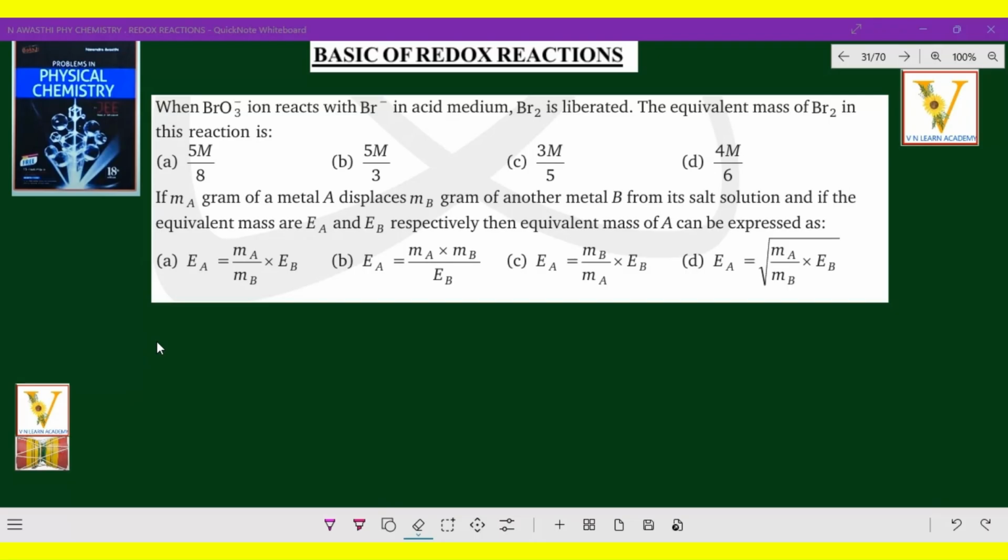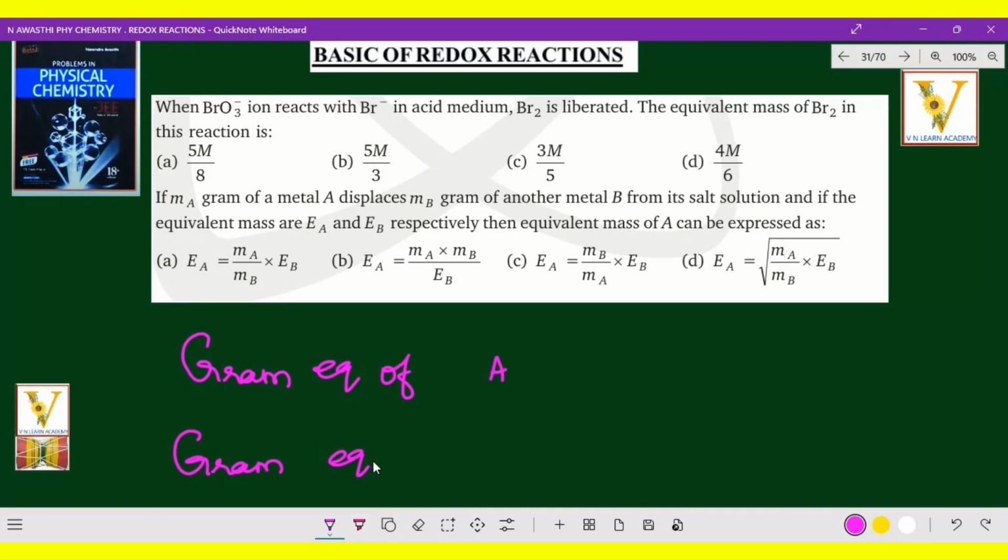So the first point: gram equivalent. So the gram equivalent of A and the gram equivalent of B. So the gram equivalent of A, what can we write? Mass of A, that is the molecular mass of A divided by n factor, that is the equivalent mass, right? So I just mentioned the molecular mass of A divided by n factor, and the n factor I mentioned as EA, right? So EA is for metal A, that is what they mentioned, EA and EB.